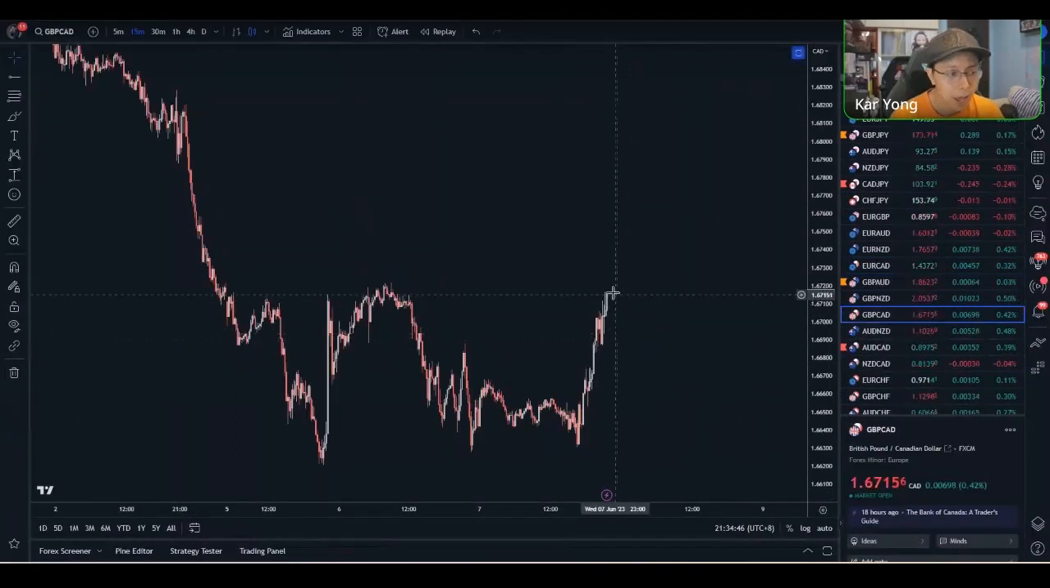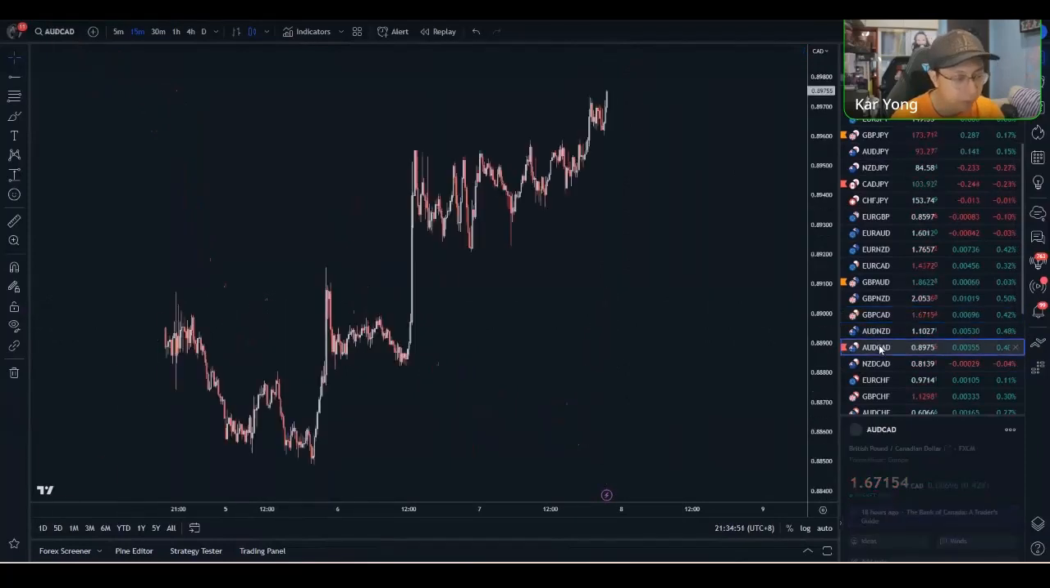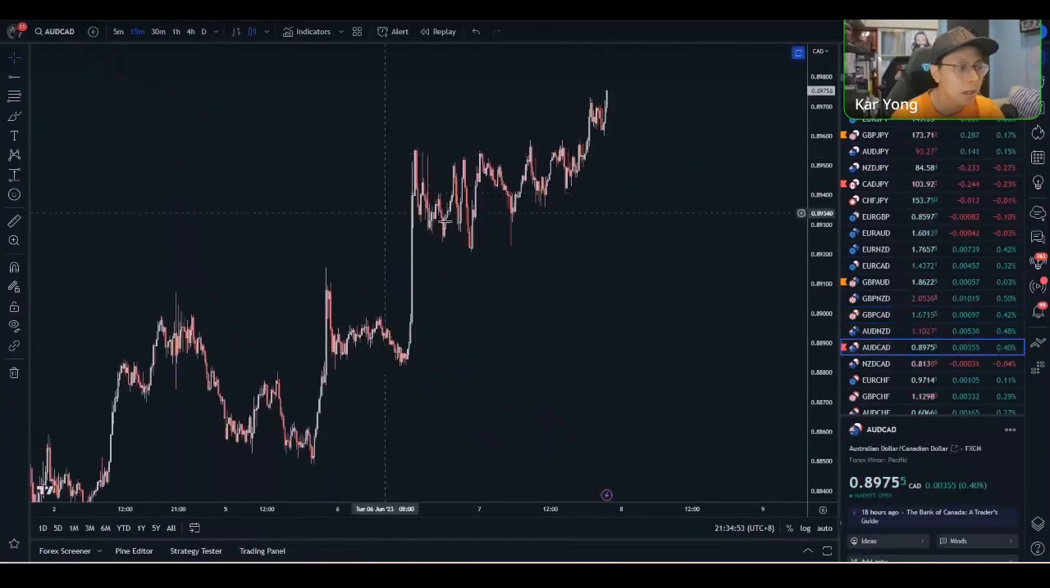Then we look at Pound CAD, it's the same thing. You can see prices at the top, so we ignore it. And then, of course, Aussie CAD. I have Aussie CAD here for a slightly different reason I'll explain in a while, so I'll just leave that as of now. And then, of course, we have Kiwi CAD.